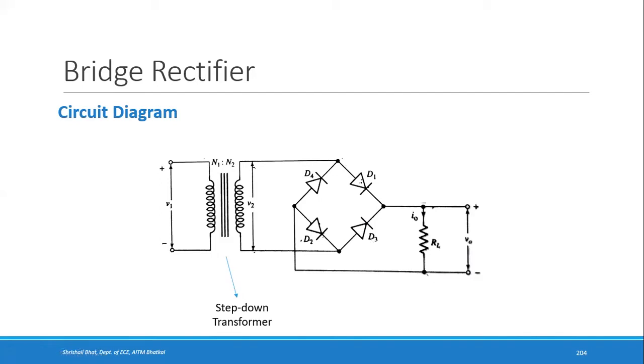Since there are two diodes in each half cycle, two diodes will be conducting, and the current will be due to two diodes. So this is I0, the load current that is flowing through the load resistance RL, and you are measuring V0 across RL. Here there is a ground connected, which you can show.